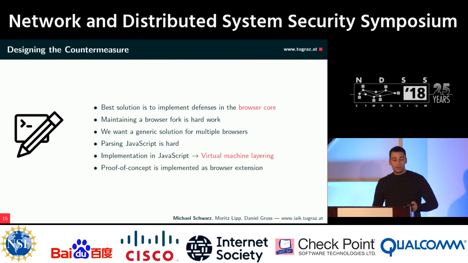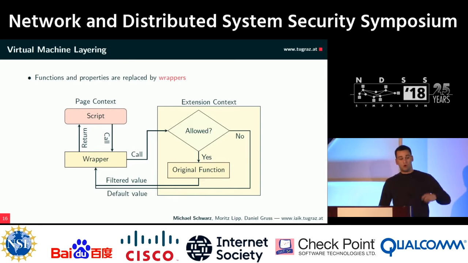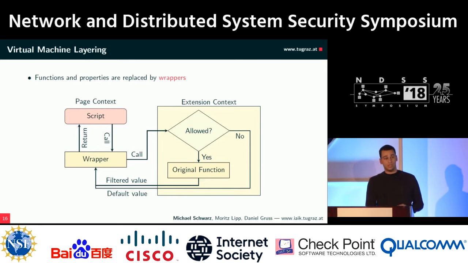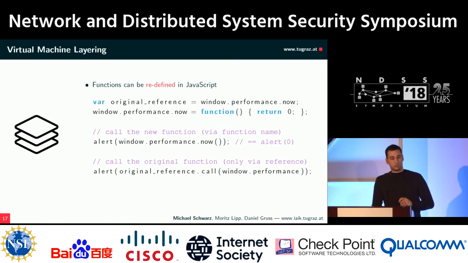And we can actually implement all the countermeasures in JavaScript as a browser extension. And it works like this. In JavaScript, we can redefine functions, and we redefine the functions as a wrapper. The wrapper then checks whether we can actually call this function or whether we have to replace or filter the result of the original function. And this is quite easy in JavaScript.